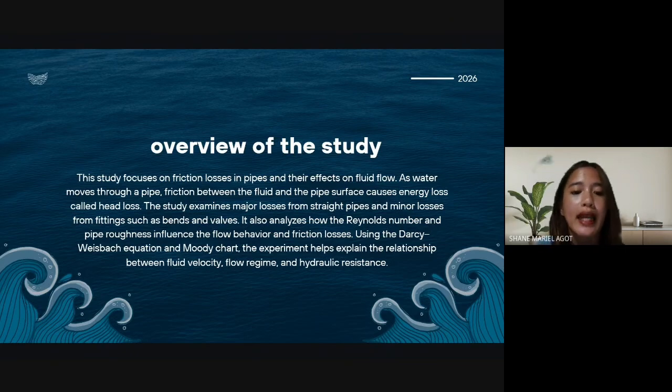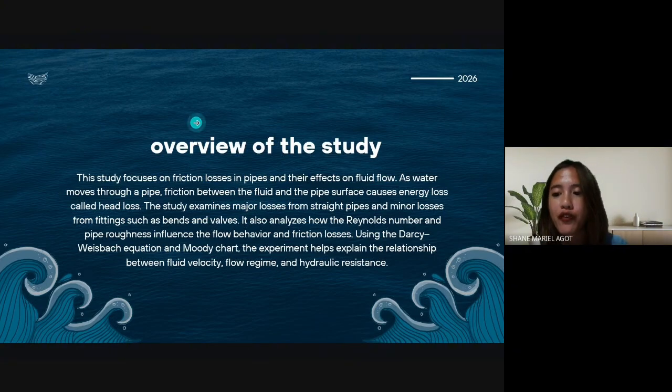We also analyzed the Reynolds numbers to identify whether the flow is laminar, transitional, or turbulent. As the flow becomes more turbulent, friction losses increase. Pipe roughness was also considered because rougher pipes create more resistance to flow. To calculate these losses, we use the Darcy equation. Overall, these experiments help us understand how flow behavior and pipe characteristics affect hydraulic systems.